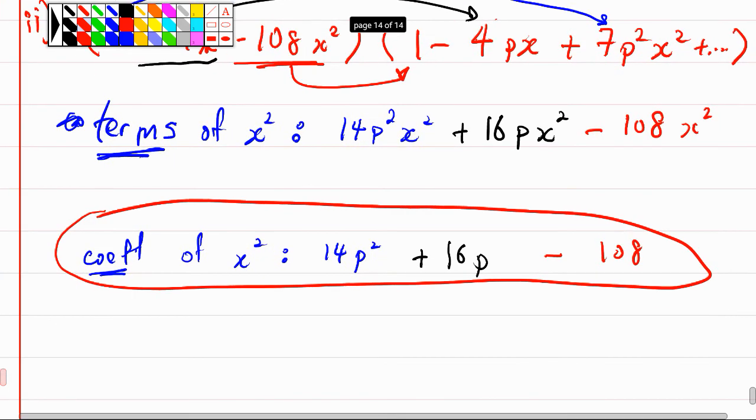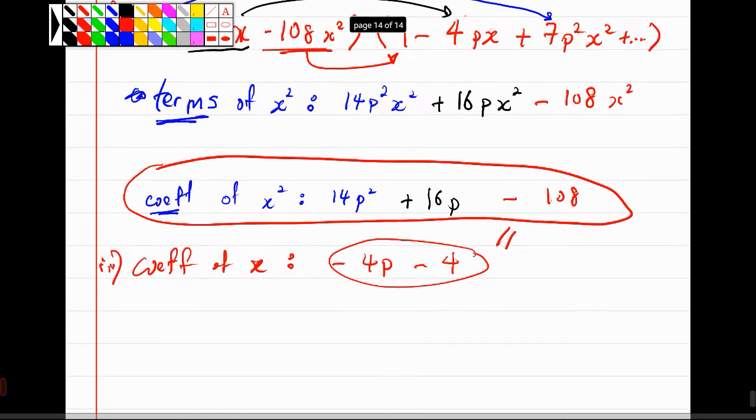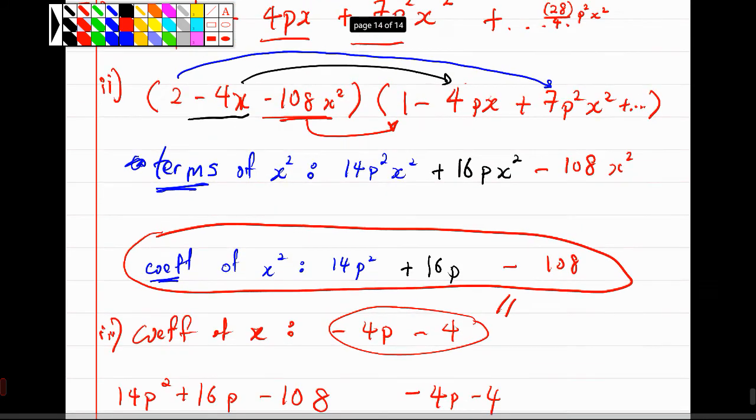The coefficient of x is the same. So you have to write down, this is part 3. Coefficient of x. Can you tell me which one you need to multiply? 2 times 4px, so minus 4p and minus 4. Anything else? No. What do I mean by they are the same? They are equal. So what is the concluding statement? 14p squared plus 16p minus 108. Oh, minus 8.